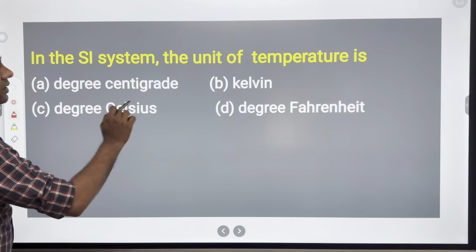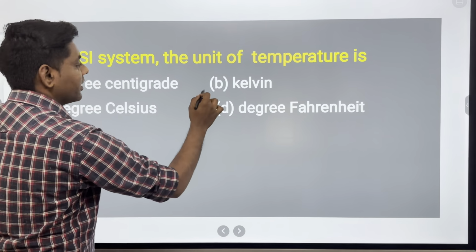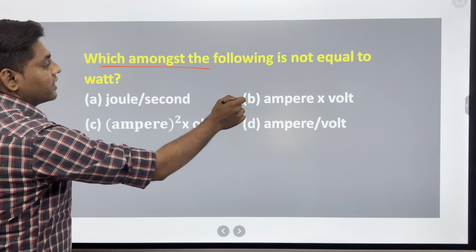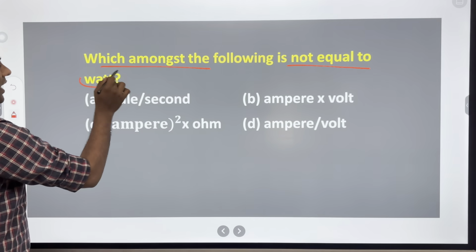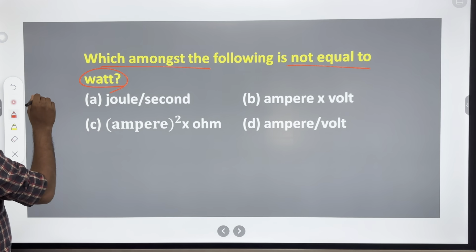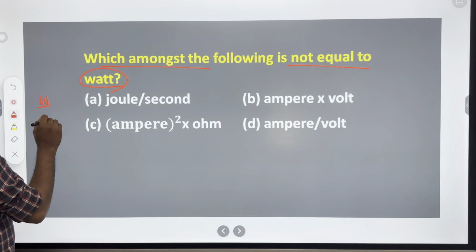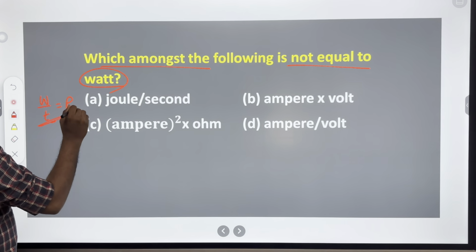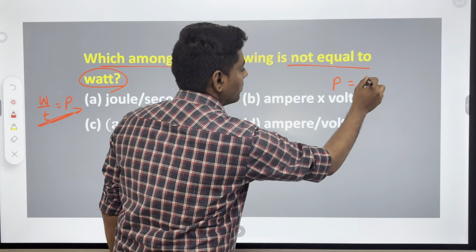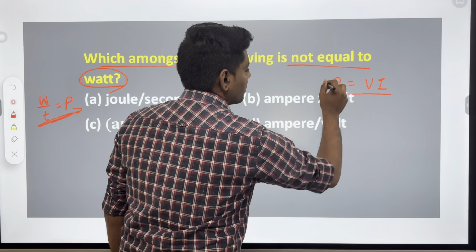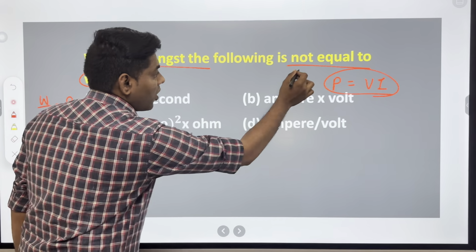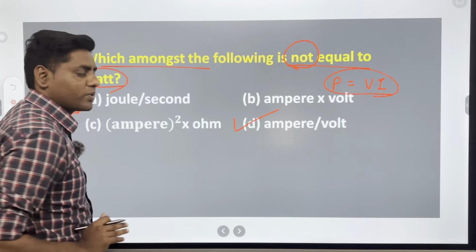In the SI system, the unit of temperature is, a very simple MCQ, we know that it is Kelvin. Second MCQ. Which of the following is not equal to the watt? Joule per second is the unit of watt, since work done divided by time is power. Second, ampere volt: power equals volt into current, so it is also a unit of watt. Third is also a unit of watt. Ampere per volt is not a unit of watt. So therefore option number 4.